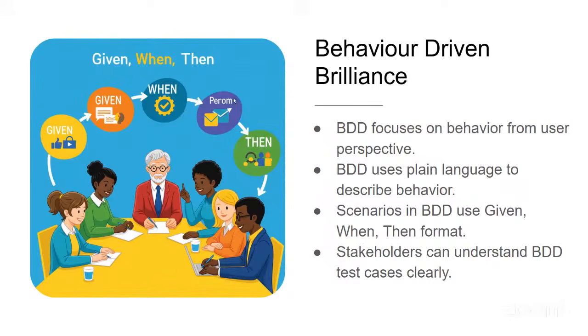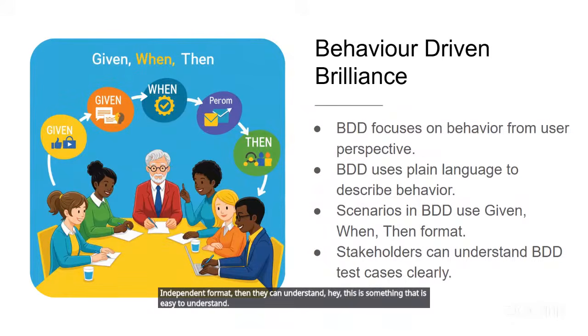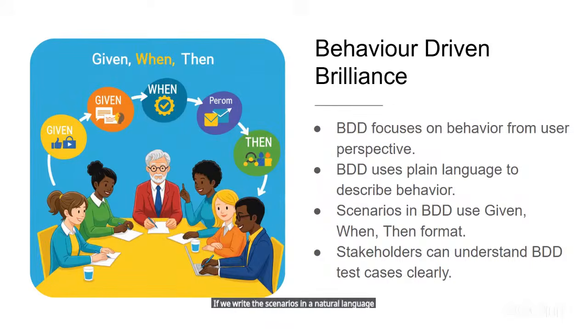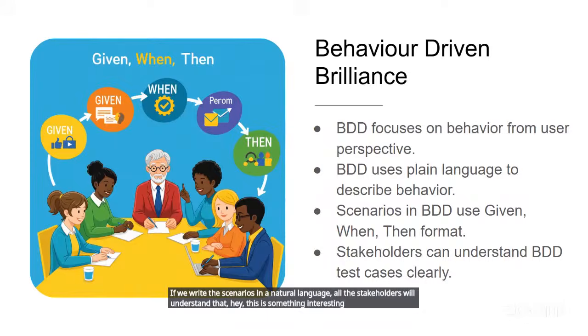You see a lot of stakeholders. Stakeholders are those who are investing in our project. Since they are the ones investing, they don't understand what Java is, what JUnit is, what this test engine is. They might not understand the code. So if we write the scenarios in plain language to describe the behavior using the given, when, then format, then they can understand that this is something easy to understand. If we write the scenarios in natural language, all the stakeholders will understand that this is something interesting.